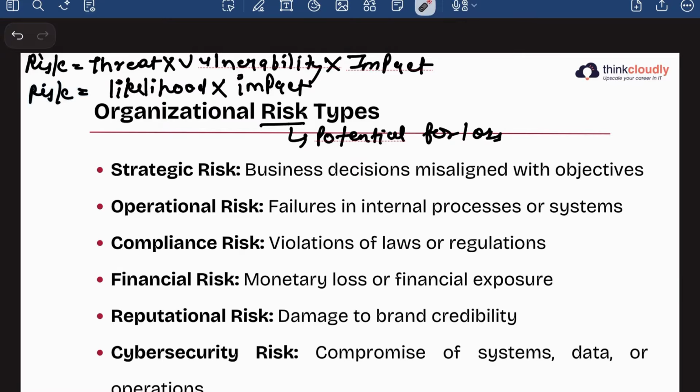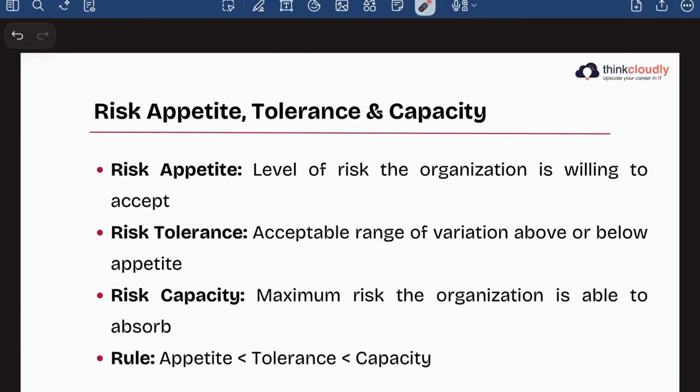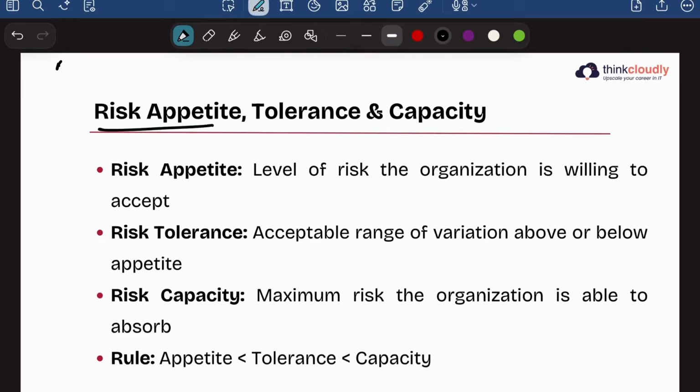Let's talk about the risk universe. We will be talking about risk appetite, risk tolerance, risk capacity, and the interrelation between them. So, starting with risk appetite. Risk appetite is the amount of risk or the type of risk that the organization is willing to accept. So, in simple terms, why do we accept risk? Do you know why? It's necessary to achieve your objectives.